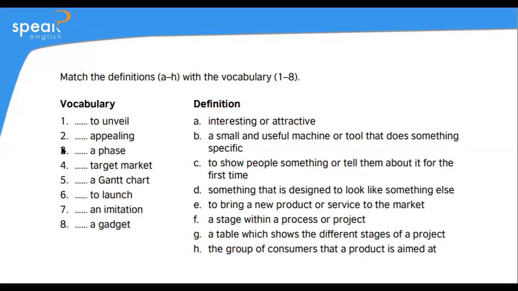Exactly. Then we have number 2, which is appealing. Number 3, how do we pronounce number 3? A phase. Exactly. Very good. Then we have number 4, which is target market. And then we have a Gantt chart. Number 6, we pronounce it as to launch. Launch, similar to the second meal of the day, lunch.